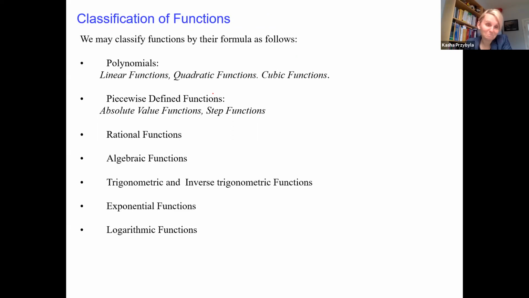We have a few types of the function: polynomials, piecewise defined function like absolute value or step function, rational functions, algebraic function, which is just like the combination of all of the algebraic operations: addition, subtraction, division, taking the square root, taking the cube root, and so on. Trigonometric function and its inverse, and exponential and logarithmic. That means trigonometric functions, exponential and logarithmic, they are not algebraic functions because they are not defined in the algebraic way. They have their own specific definition.